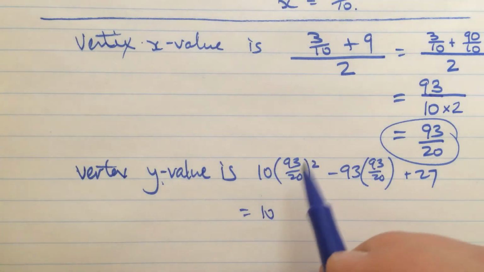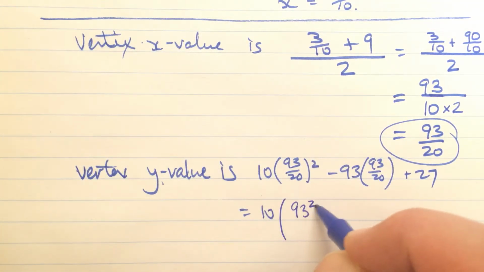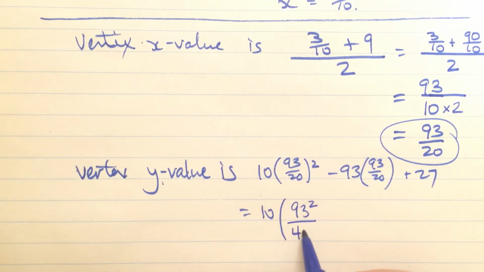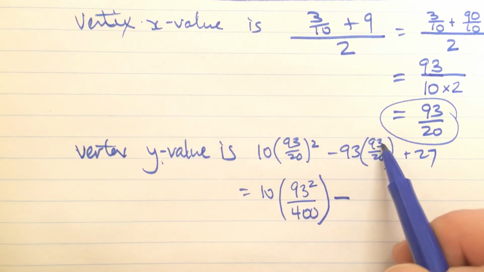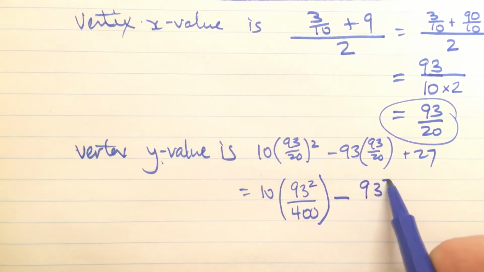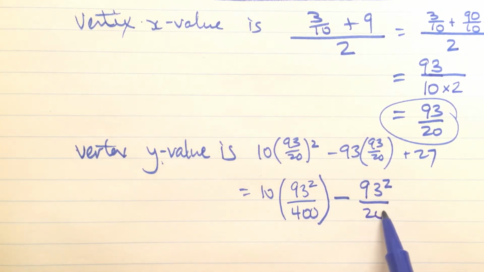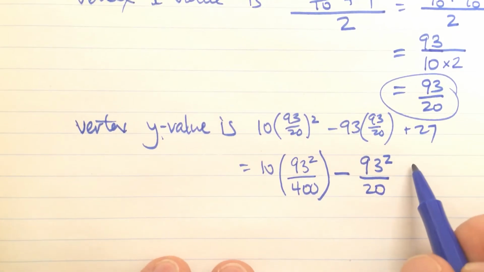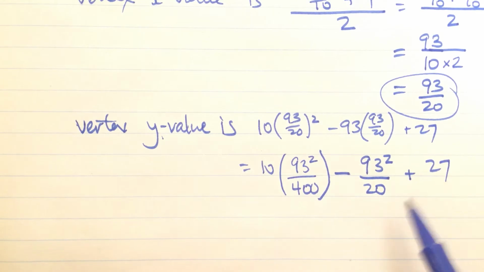10 times, I'm going to write it like this, 93 squared over 400. And see where I put my brackets? This is just going to be a big thing. I'm going to grab my calculator in a second and do that one, but for now I know what the 400 is. Minus, hey wait, I've got another 93 times 93. That's another 93 squared. This one is over 20. And then here I've got plus 27. Ooh, okay, so some fractions here.